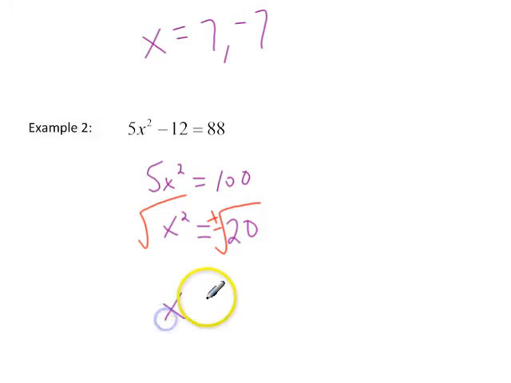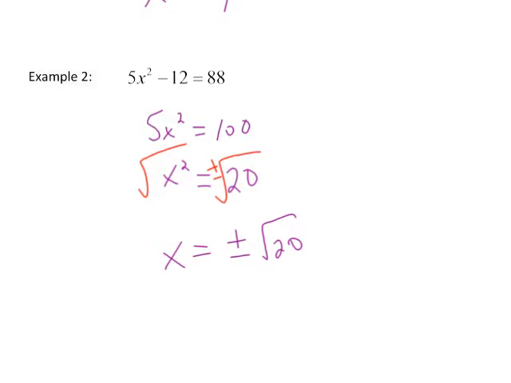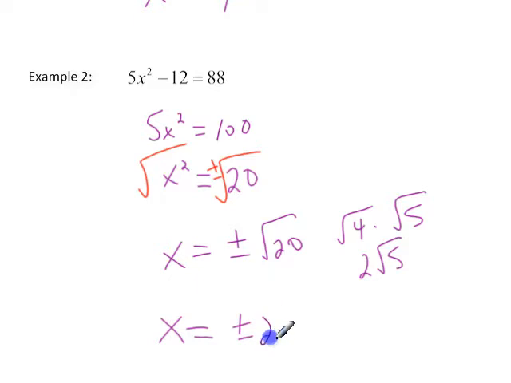So we get x equal to plus or minus the square root of 20. Since it's not a perfect square, we want to check and see if it simplifies. Is there a perfect square that's a factor of 20? Yes, it's 4. So the square root of 4 times the square root of 5, because 4 times 5 is 20. We only do this if one of the factors is a perfect square. The square root of 4 is 2, so 2 times the square root of 5. And our final answer is x equals plus or minus 2 times the square root of 5.